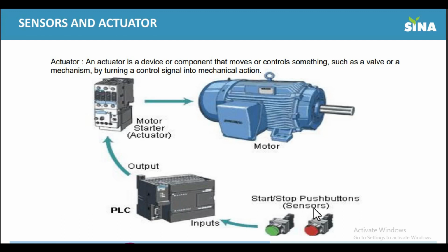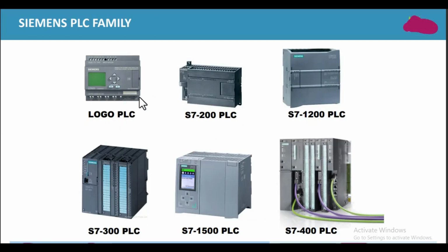So when we provide a signal from the sensor to the PLC input, the PLC generates an output based on this input, and this output is then controlled by a starter, a relay or a contactor, which finally turns a device, a motor. In this way we can control a motor through an input signal, which is driven through the PLC by an actuator.